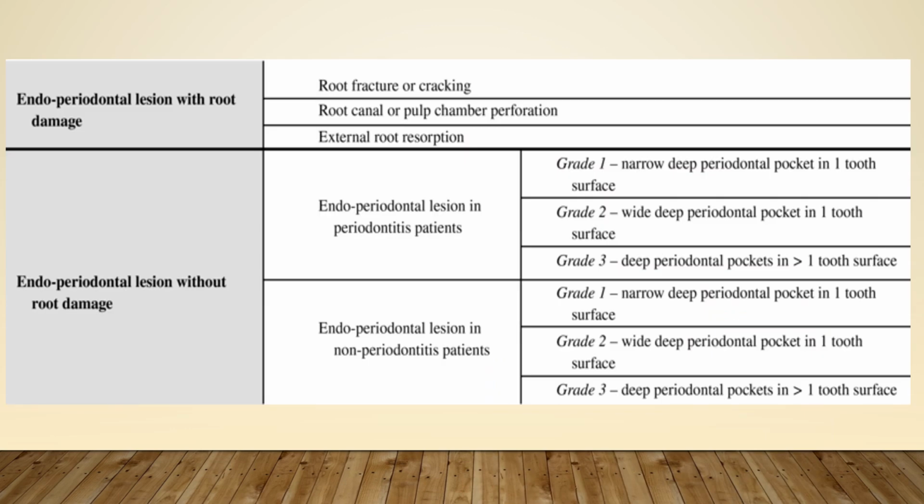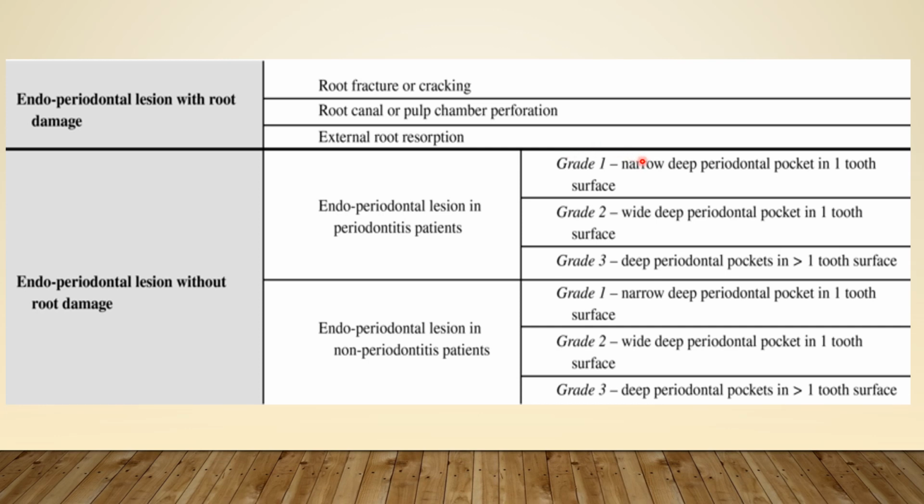So coming to the endoperio lesion with root damage, it can be due to root fracture or cracking, root canal or pulp chamber perforation, and external root resorption. And the other type is the endoperio lesion without root damage. These can occur in periodontitis patients or in non-periodontitis patients. In a periodontitis patient, it can be graded according to the involvement of the tooth surface and the severity of pocket depth.